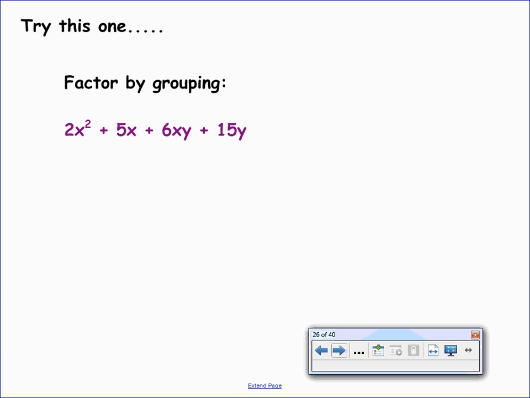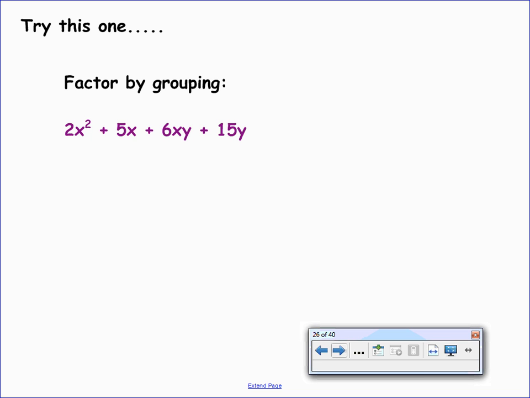Oh, let's try another one together. So we're going to factor by grouping. Let's go ahead and arrange these so that they are in two groups of two. We can leave it as is because right now the first group contains the greatest common factor. Those first two terms both have x's.